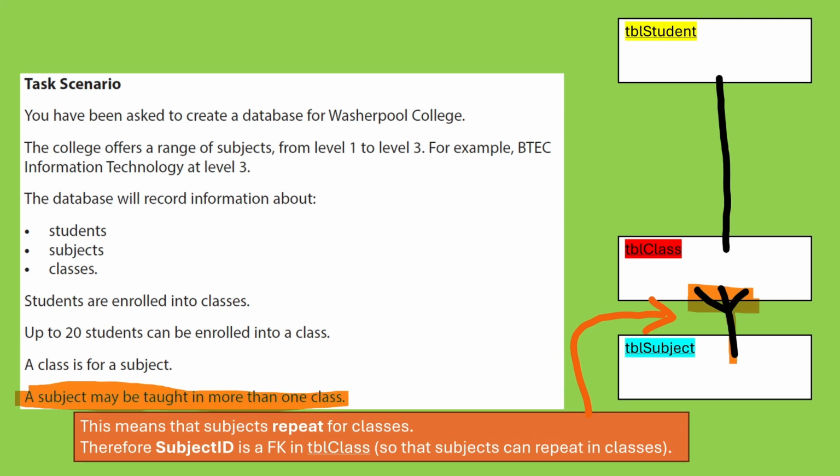So first of all, we have found out at the bottom, highlighted in orange, a subject may be taught in more than one class. This means that subjects repeat for classes. Therefore, subject ID is a foreign key in table class, so that subjects can repeat in classes. So that is how we know that it goes table student, table class, table subject, and we already know which way around the one-to-many, and therefore the foreign key goes. Table subject's primary key, which would be subject ID, will give up a copy of itself as a foreign key to table class. The exam has directly told us already in the task scenario. We haven't even looked at the figure 1 flat file yet.